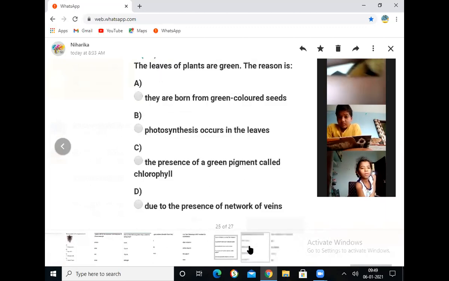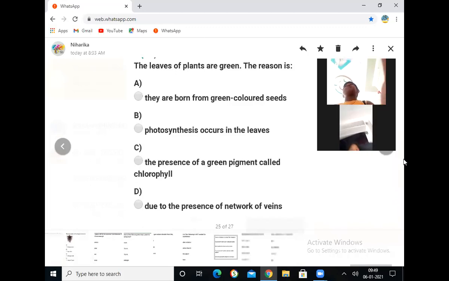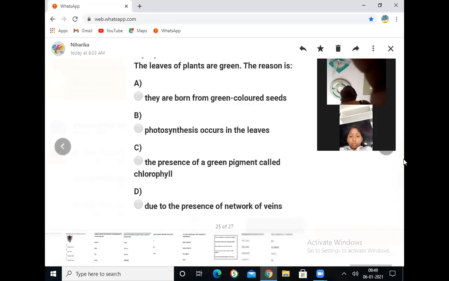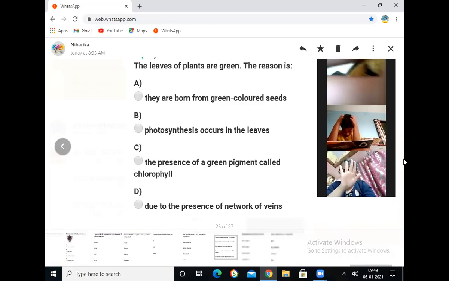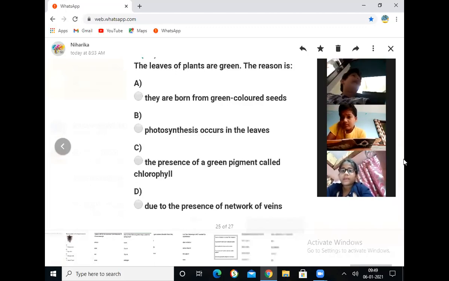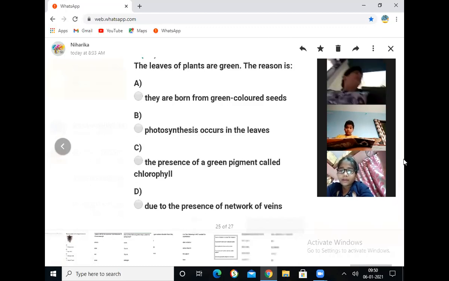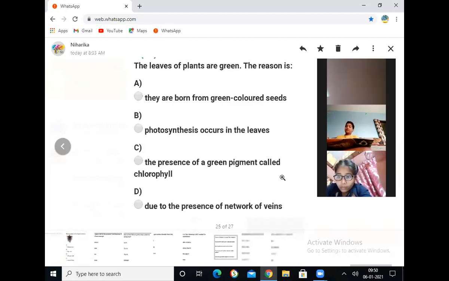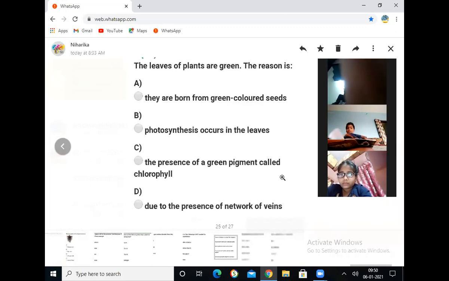Next question. The leaves of the plants are green. What is the reason why the leaves are green in color? Photosynthesis occurs in leaves. The presence of a green pigment called chlorophyll, or the presence of a network of veins? What will be the answer? Yes, Abhisha? The presence of a green pigment called chlorophyll. Yes. Due to the presence of chlorophyll only, the leaves look green. Right answer, Abhisha, very good.